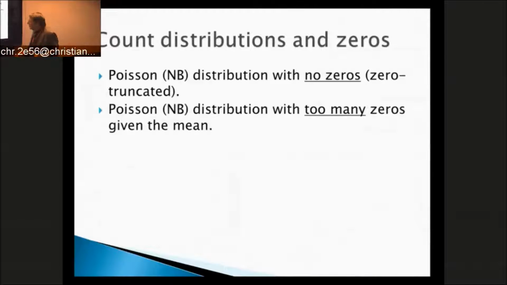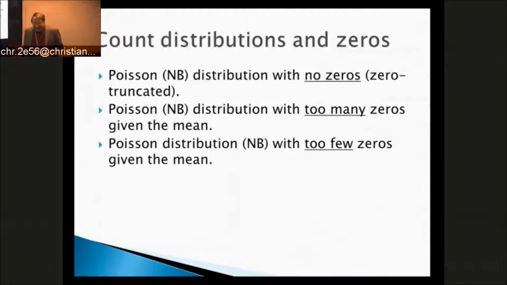Then we can have a distribution where, given the mean of that Poisson distribution, we have too many zeros. That's typically like the 30-day readmission data, where there are too many zeros. That would probably be the best example. As you remember, in the distribution where we looked at 30 days, we had a lot of zeros. So the question is, given the mean of that distribution, and assuming it's a Poisson distribution, are there too many zeros? Well, if you can have too many zeros, then you can also have a distribution with too few zeros.